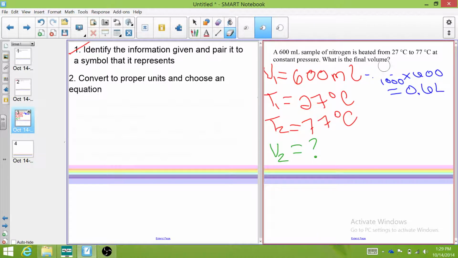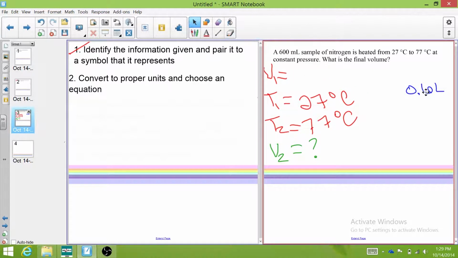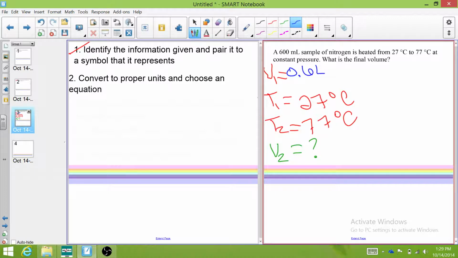I'm going to get rid of this conversion just to save some space. And I'll move our new converted piece of information into its proper place right here, 0.6 liters. The next conversion we need to do is with our temperature. In these problems, we need to use the units of Kelvin for our temperature. And in order to get from degrees Celsius into Kelvin, we need to add 273.